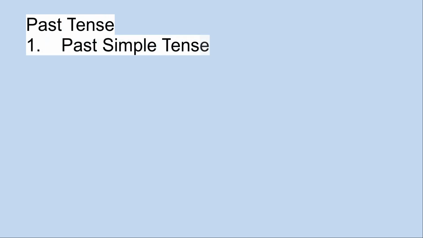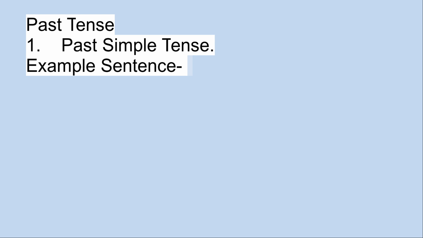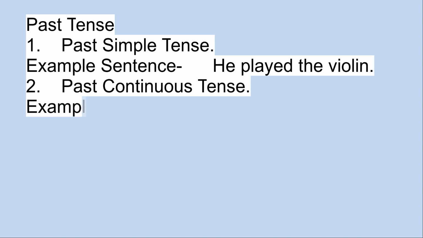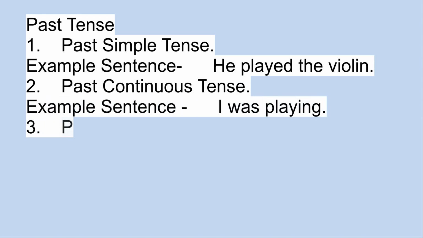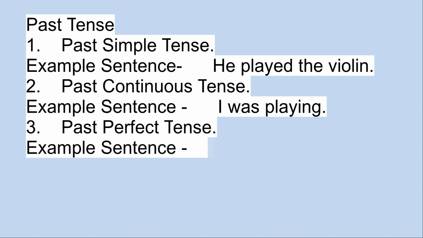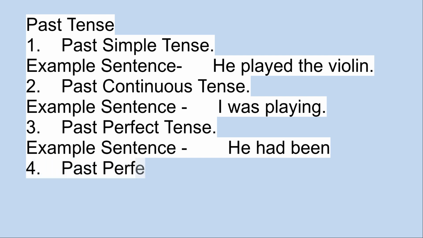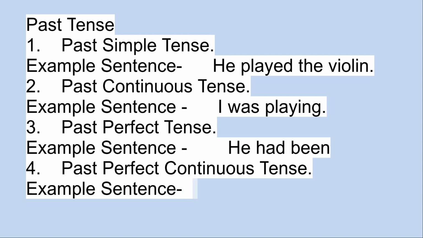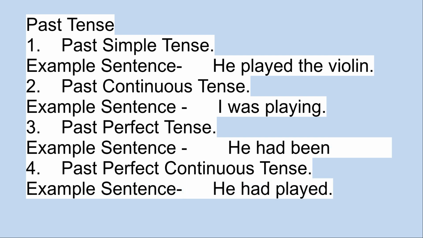Past tense. 1. Past simple tense. Example sentence: he played the violin. 2. Past continuous tense. Example sentence: I was playing. 3. Past perfect tense. Example sentence: he had been reading. 4. Past perfect continuous tense. Example sentence: he had played.